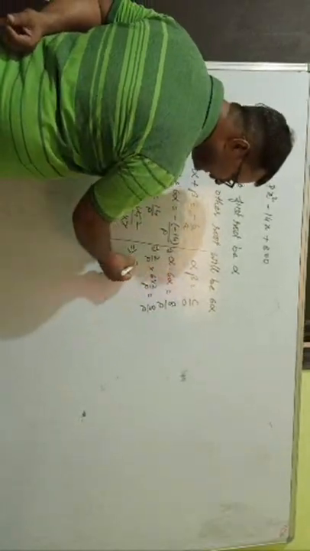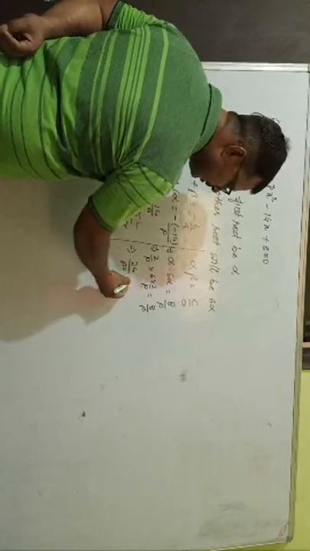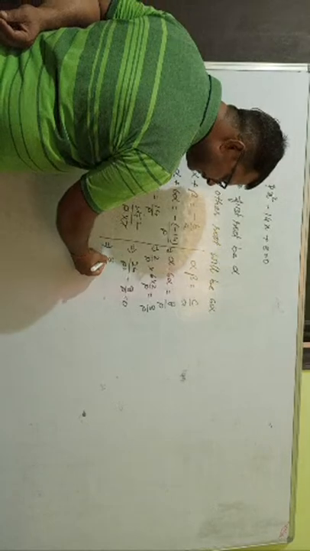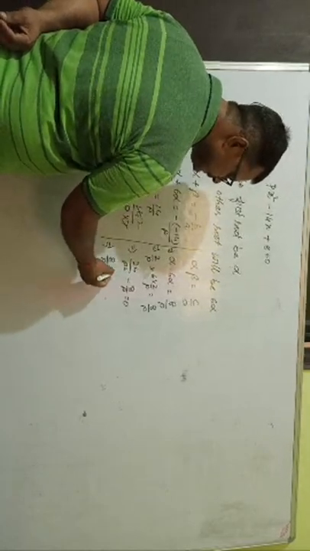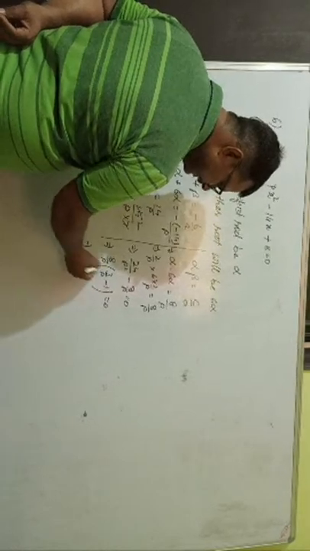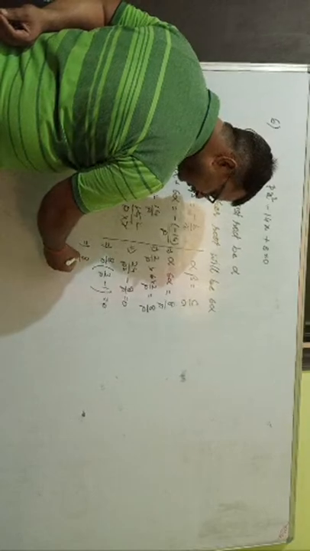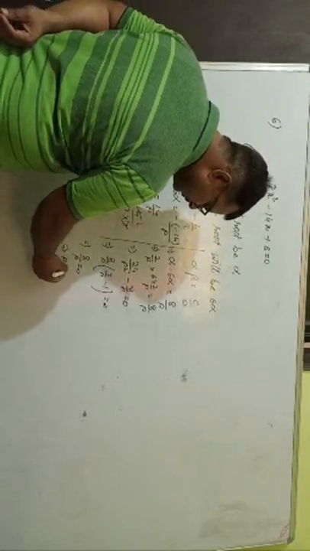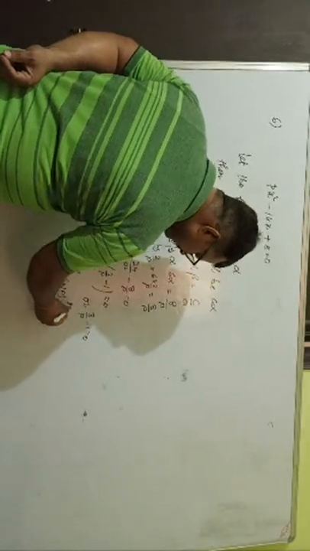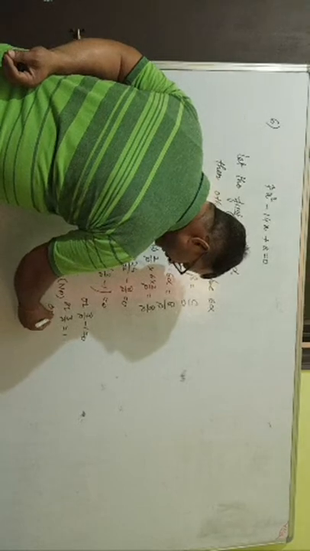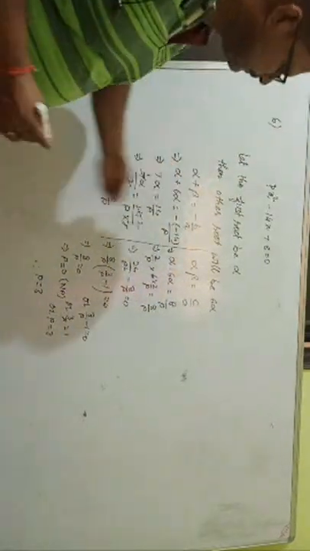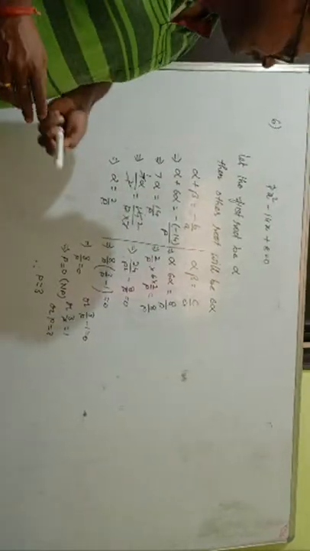See here, 24 over p square, you can move 8 by p across, and what will be left? You take 8 by p as common, here will be 3 by p minus 1 equal to 0. Here, you are observing two factors. If 8 by p is equal to 0, that will give p is equal to 0, that is not possible. Or 3 by p minus 1 is equal to 0, or 3 by p is equal to 1, or p is equal to 3. Therefore, p is equal to 3. That was a typical question. You should solve it very carefully, very nicely.